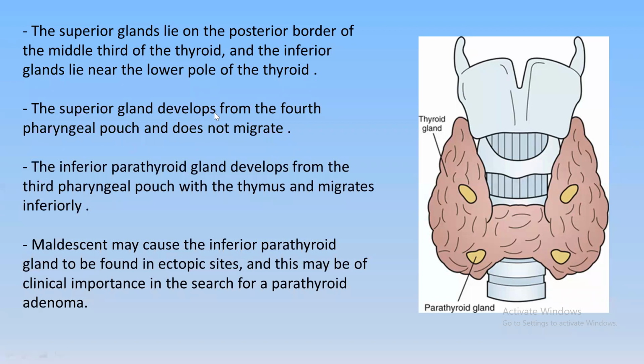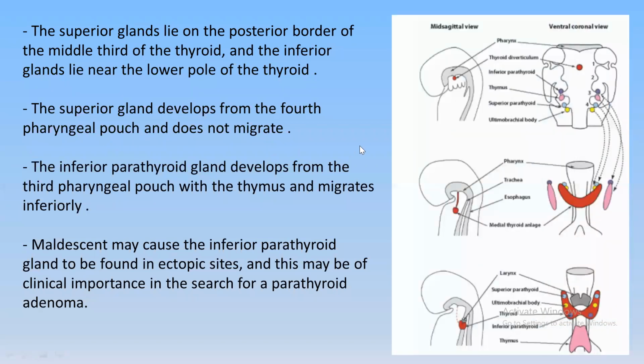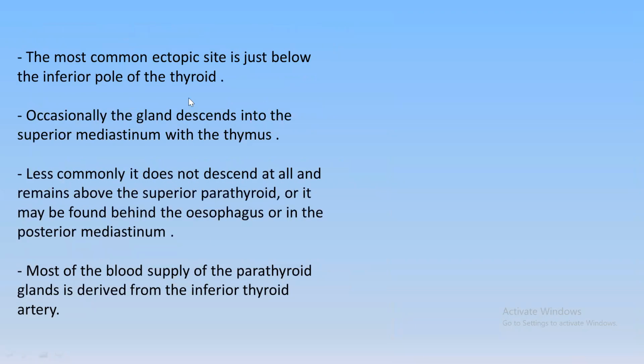Superior gland develops from the fourth pharyngeal pouch and does not migrate. This is the superior gland that develops from the fourth pharyngeal pouch. The inferior gland develops from the third pharyngeal pouch and descends inferiorly with the thymus. Excessive descent may cause the inferior parathyroid gland to be found in ectopic sites, and this may be of clinical importance in the search for parathyroid adenoma. The most common ectopic site is just below the inferior pole of the thyroid.